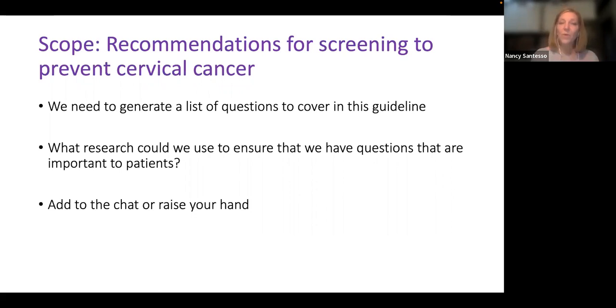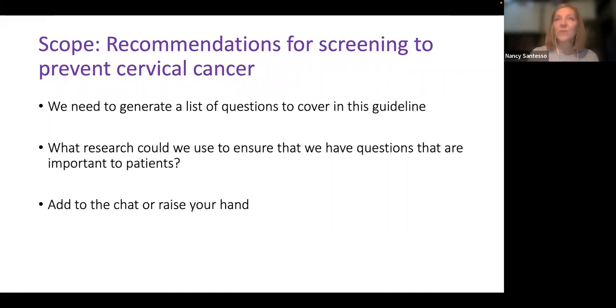So I'm going to focus on an example for the rest of the workshop, and the example is around recommendations for screening to prevent cervical cancer. This was a real guideline that I was working on, and the World Health Organization decided we need to do some guidelines about screening to prevent cervical cancer. At that point, we needed to decide, okay, what are all the questions that we need to cover in this recommendation? What's going to be important to decision makers?